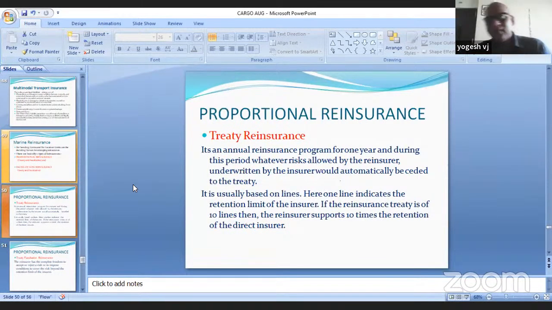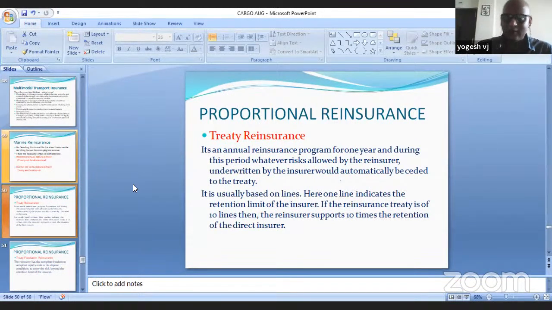Treaty reinsurance. Annual reinsurance program for 1 year. And during this period, whatever risks allowed by the reinsurer, underwritten by the insurer, would automatically be ceded to the treaty. Now, it is usually based on lines. वो जितना number of lines रहता है वो अपना retention limit और insurer का limit decide करता है. See, if the reinsurance treaty is of 10 lines, the reinsurer supports 10 times the retention limit of the direct insurer. Okay, if it's a 10-line treaty and our retention limit is 50 crores, 10 times, that is 500 crores will be taken care of by the reinsurer.